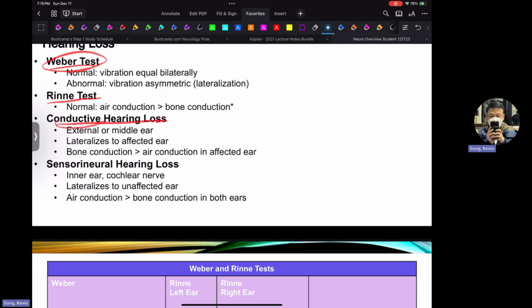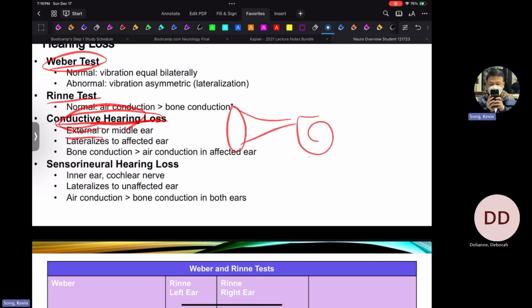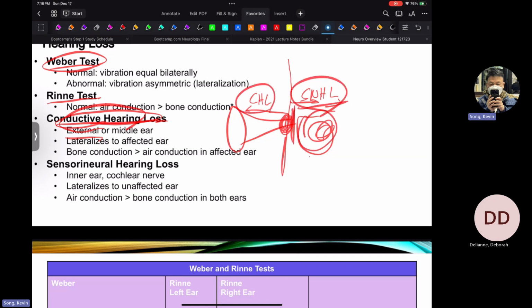Basically, you have to know conductive hearing loss. Conductive hearing loss means something in the external ear or the middle ear, and then there's the inner ear, right? Inside, like inside the cochlear part, that's the sensory neural hearing loss, and the external ear or middle ear is going to be the conductive hearing loss.